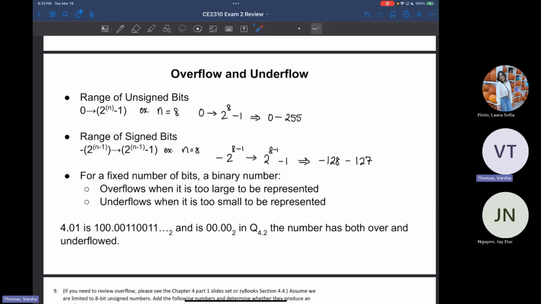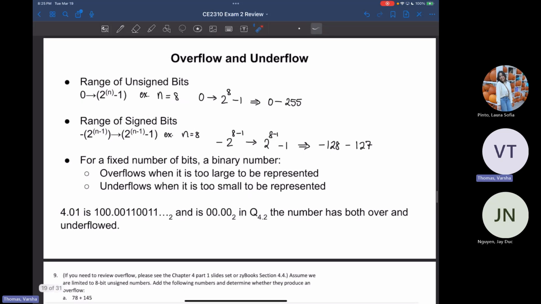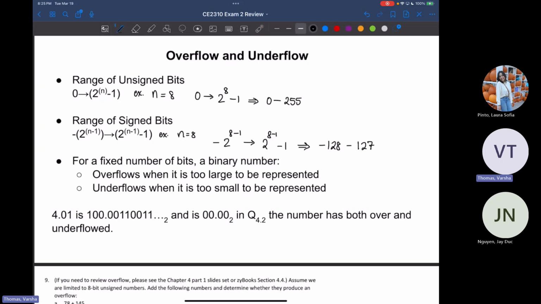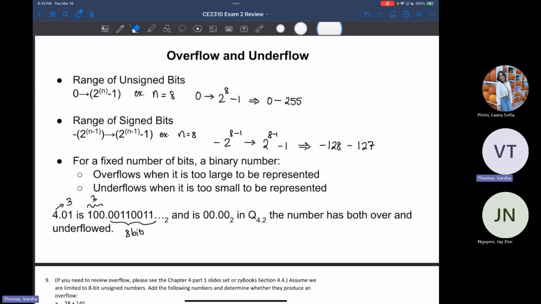The cases when you have overflow or underflow. Overflow is when your number is too large to be represented in a number of bits. So let's look at an example down here where you have 4.01. This is the full binary equivalent representation of it. Remember that the number 4 requires 3 bits to represent. The number 0.1 is roughly 8 bits. So let's say 8 bits here, and this requires 3 bits.